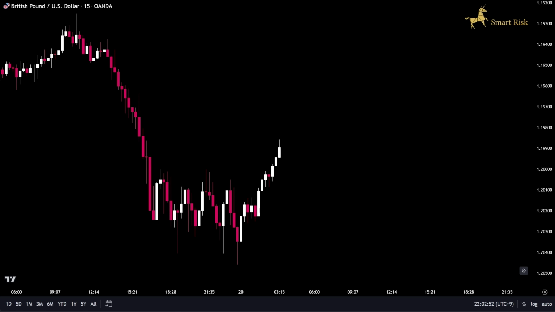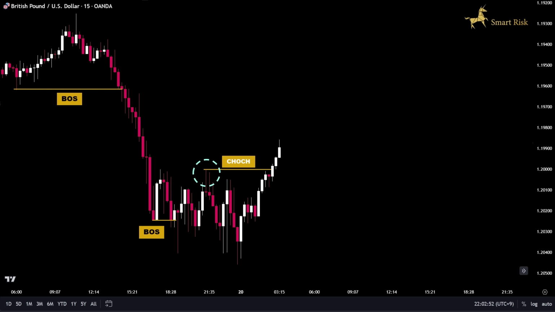Here, we're looking at the 15-minute time frame of the pound-dollar currency pair. As you can see, the price was in a significant downtrend, consistently forming lower lows as it moved lower. However, there came a point where the downside momentum faded, and the price broke above the most recent high, signaling a shift in market sentiment and a notable change of character.